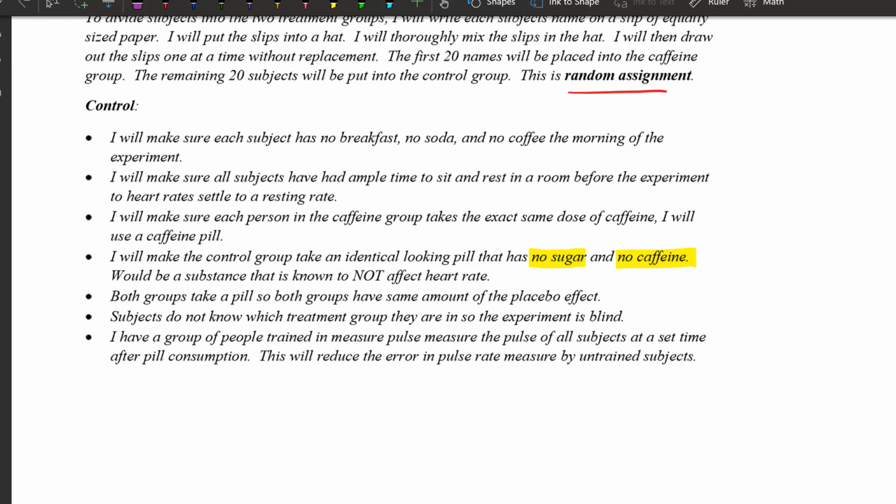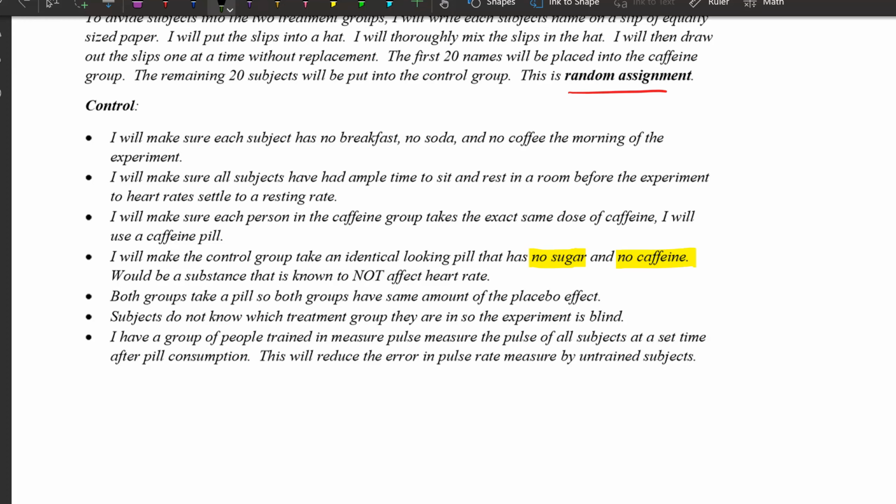They'll all have the same psychological effect of I'm taking caffeine, I'm taking a pill, and it may increase my heart rate, so I think it will increase my heart rate, so maybe it does increase. So they'll all have that same psychological effect. Subjects do not know which treatment group they are in, so the experiment is blind.